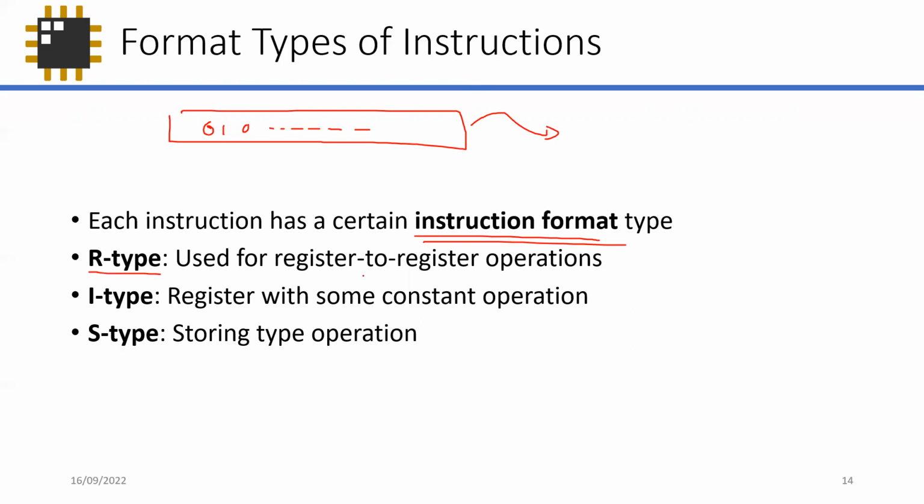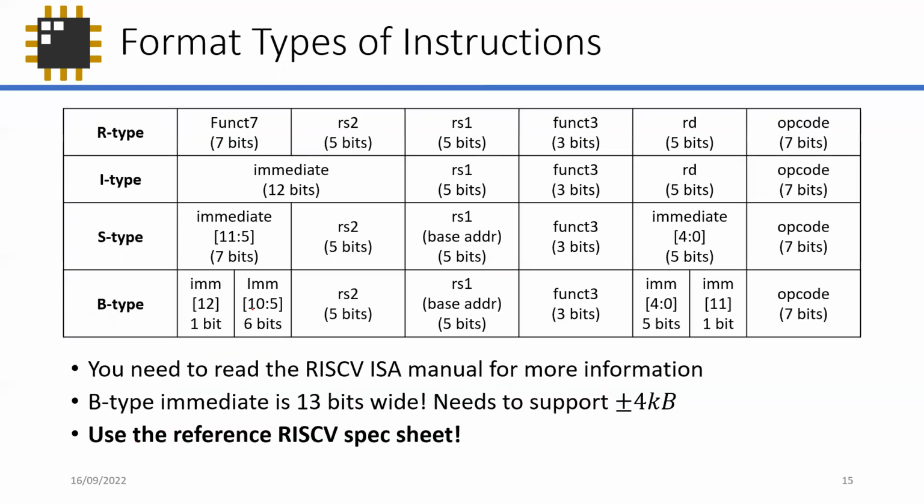So we have R type, used for register to register only. I type, those are those with constants, and S type for store operations. We actually have two more, the B type, the branch, and the J type for the jump. But we'll discuss those next week instead. So actually, no, we added the B type here. Cool. Anyway, so R type, I type, S type, B type.